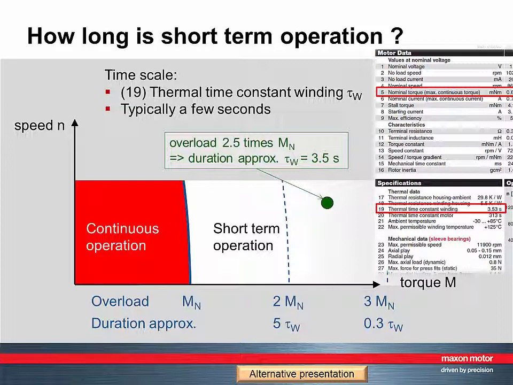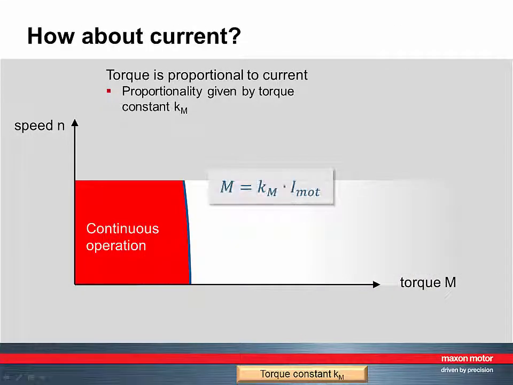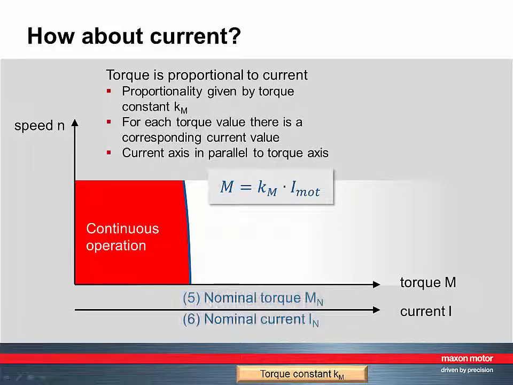With these few slides, we have essentially given you the limits of a motor in terms of maximum speed and in terms of torque, continuous torque, and short-term torque. Now, how does current come into play? In reality, it is the motor current and not the torque that heats up the winding. However, torque and current are related, and the relation is very simple. There is a strict proportionality between the two, with the torque constant Km as the proportionality factor. For a given motor, current and torque are equivalent. So instead of a torque axis, we could have drawn also a current axis.